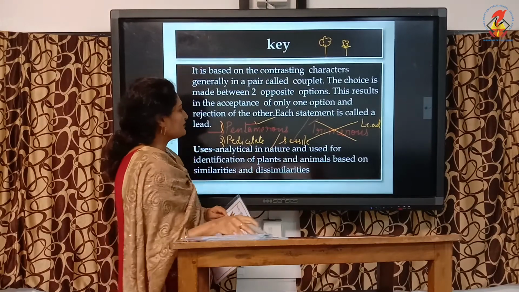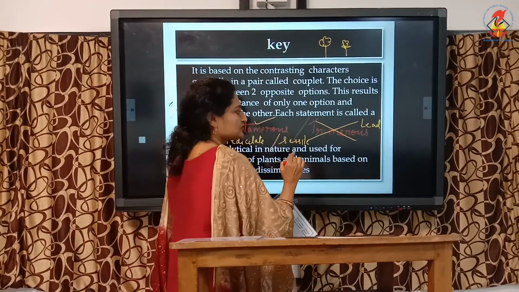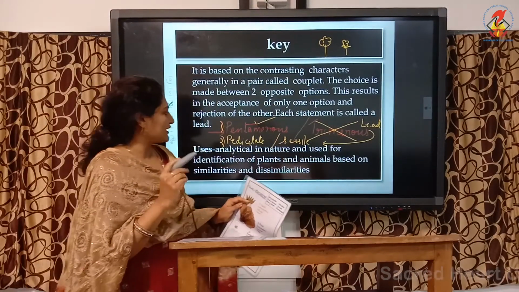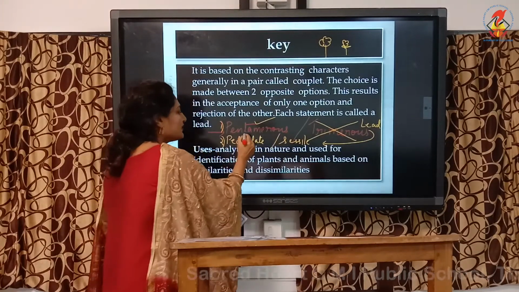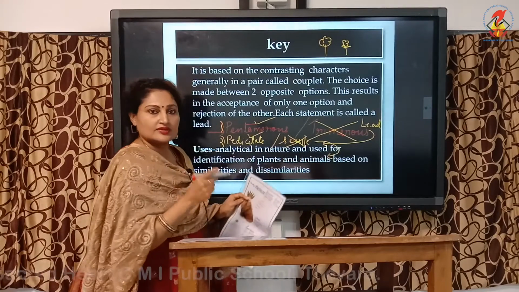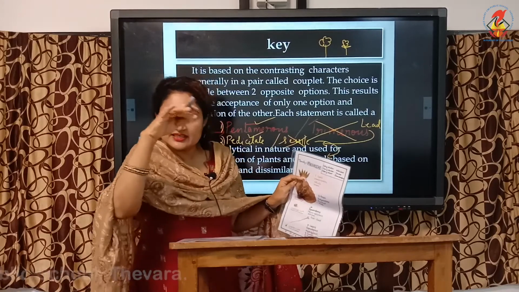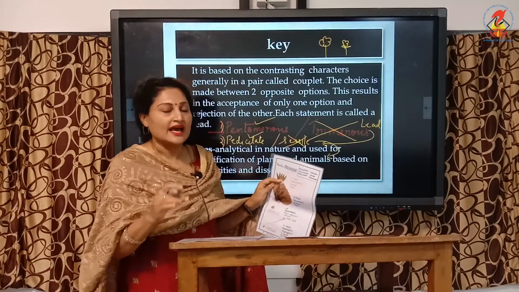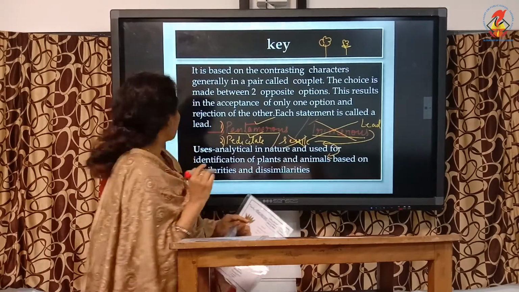Now, after attempting the first lead, pentamerous or trimerous, I accepted one option and rejected the other option. The lead leads me to the next statement. The second statement is telling whether it is pedicellate or sessile, and we know the hibiscus has a stalk. So I'll select pedicellate and I'll reject sessile. Now this statement will lead me to another statement. The color of the flower, red or white. So I'll select red and I'll reject white. Then it will lead me to another statement. So these statements, because they lead us to another statement, are known as lead. And this statement, which comprises two options, is called a couplet.